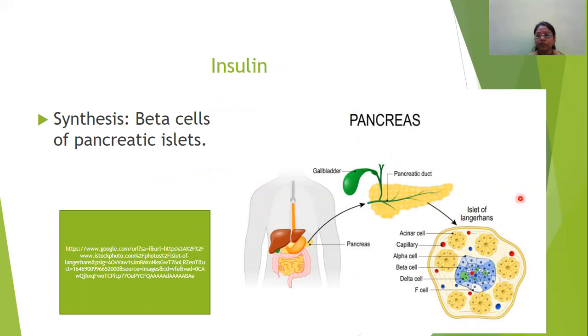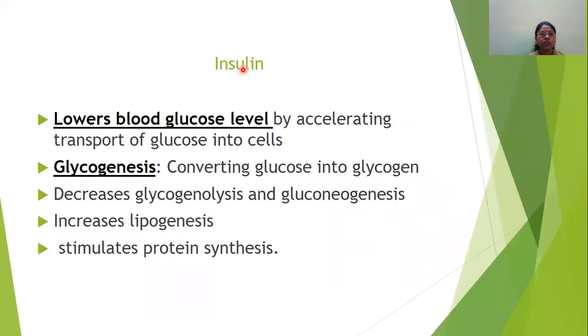So when you do the section of this pancreas, it contains the cells which are called islets of Langerhans. Different groups of islets of Langerhans secrete different hormones. One of the cells from the islets of Langerhans are called the beta cells. These beta cells are responsible for the synthesis and the secretion of a hormone called insulin.